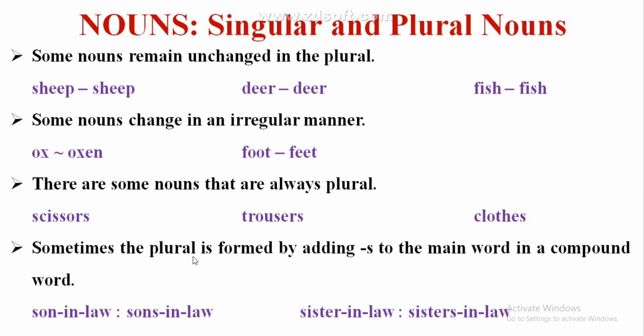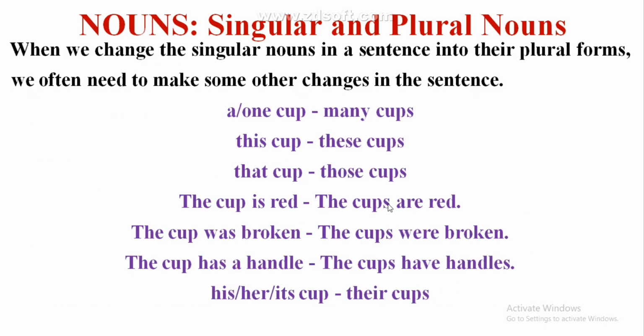Sometimes the plural is formed by adding s to the main word in a compound word. Example, for the word son-in-law, s is added to the main word son in the compound word, so its plural form becomes sons-in-law. Similarly, for sister-in-law, the plural form is sisters-in-law.